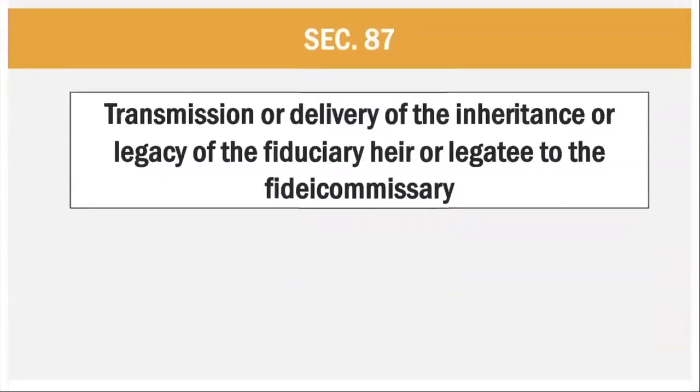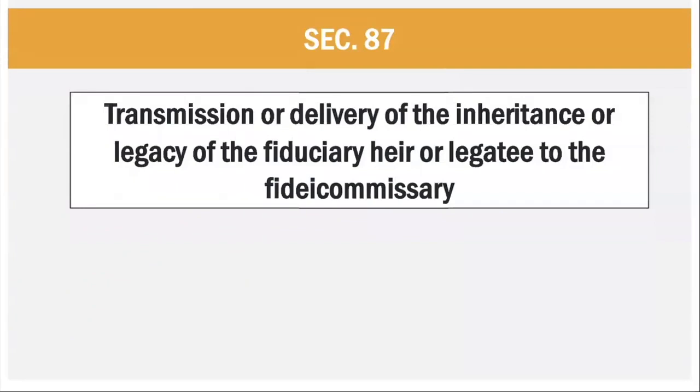Next, Section 87. Transmission or delivery of the inheritance or legacy of the fiduciary heir or legatee to the fideicommissary. Okay. Alam niyo na to. If you still remember, what should be included as a general rule is the items passing into a general power of appointment. Okay. I hope you still remember that. So only items passing into a general power of appointment should be included. But if that is passing into a special power of appointment, we should exclude it.